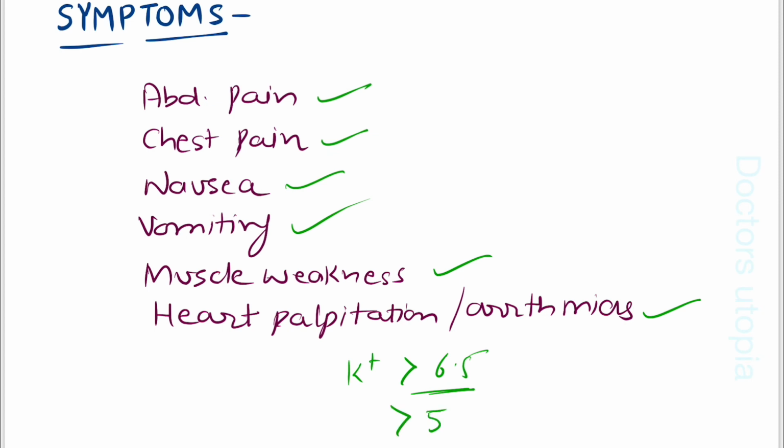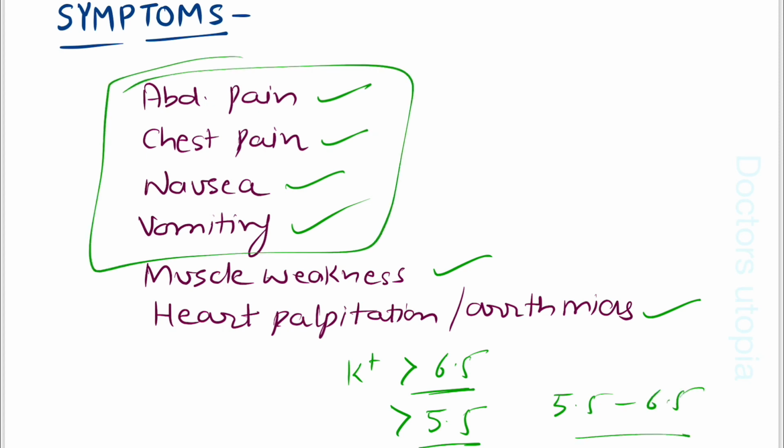More than 5.5 is hyperkalemia, but between 5.5 and 6.5 we have other symptoms like these. But if the potassium level reaches more than 6.5, it will lead to the symptoms of heart palpitation and arrhythmias, because the heart is getting disturbed, the heart is getting damaged.